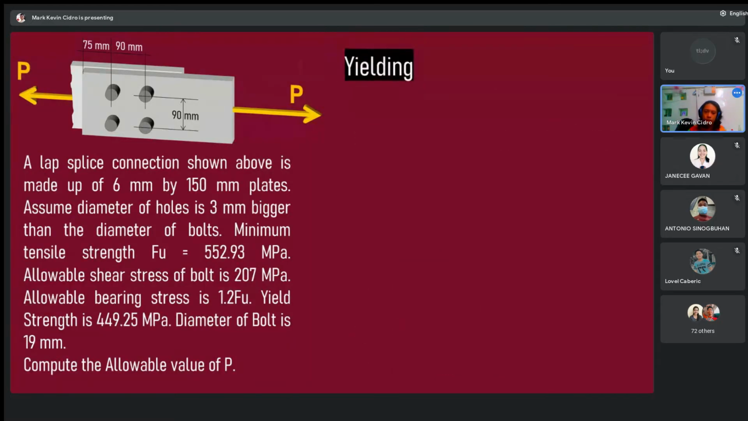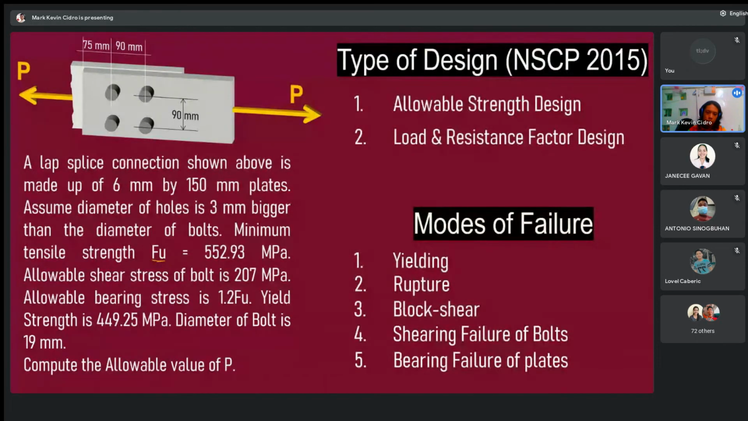Take note there are modes of failure. We have here yielding, rupture, block shear, shearing failure of bolts, bearing failure of plates. So lahat natin kukunin, lahat natin titingnan. Di ba? Kasi hindi pa pinadetermine kung ano ang value ng P. But usually in the board exam, nasa rin ito.